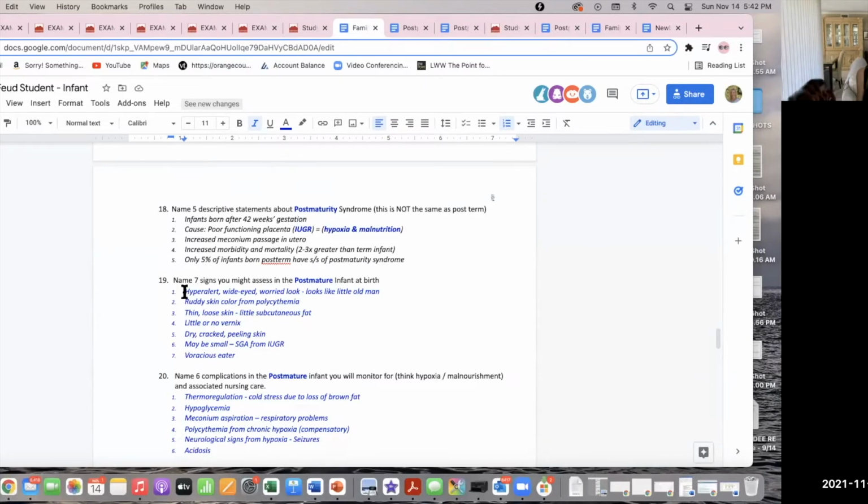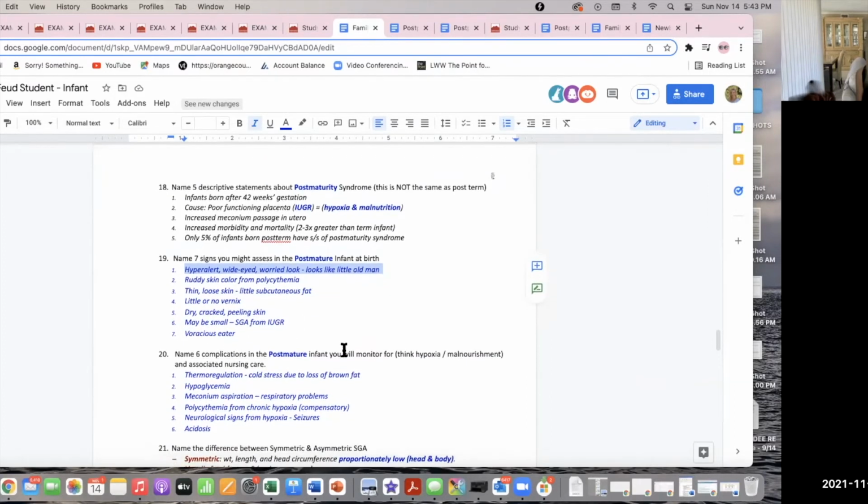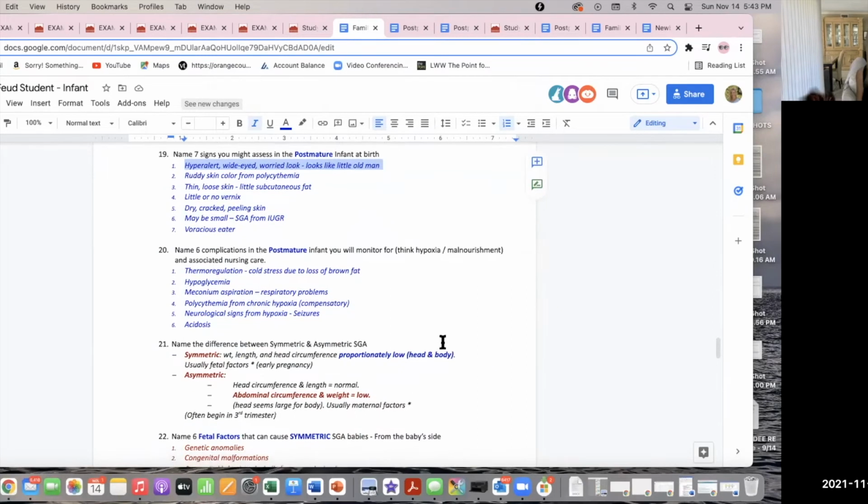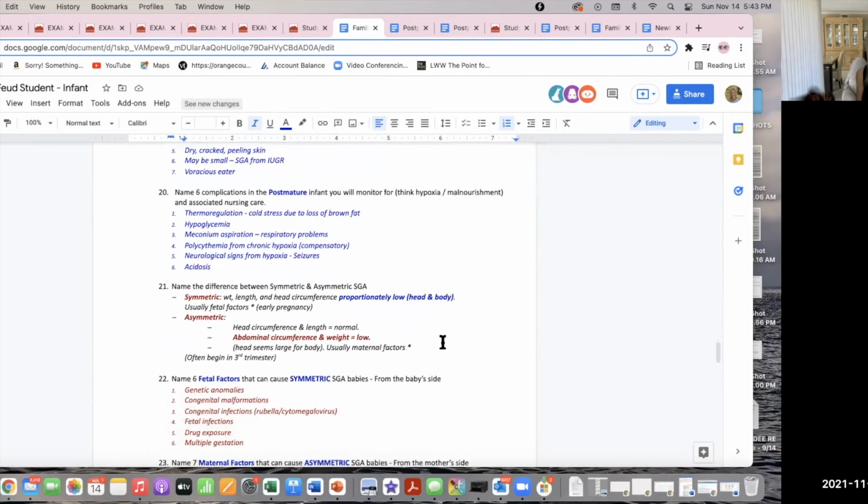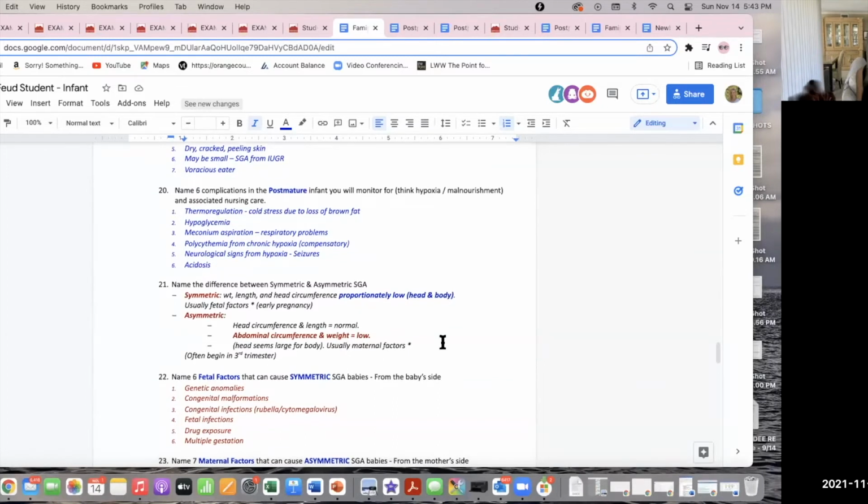Okay, and then these babies come out looking like these hyper alert, wide-eyed, worried look. They look like these little old men with wrinkles on their foreheads, and they've lost weight. And that's why they look that way. They've lost weight. Okay, read through those, understand that. Okay, and then we talk about post-mature infant.